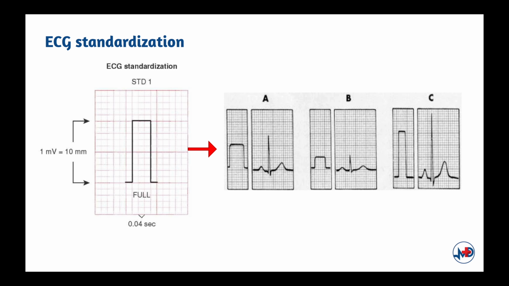Before you begin interpreting an ECG, ensure that you have standardized the ECG parameters. The horizontal axis is time. One large box is equivalent to 5 small boxes of 0.04 seconds, which makes 0.2 seconds. The vertical axis is the voltage, and 2 large boxes of 10 millimeters is equivalent to 1 millivolt.